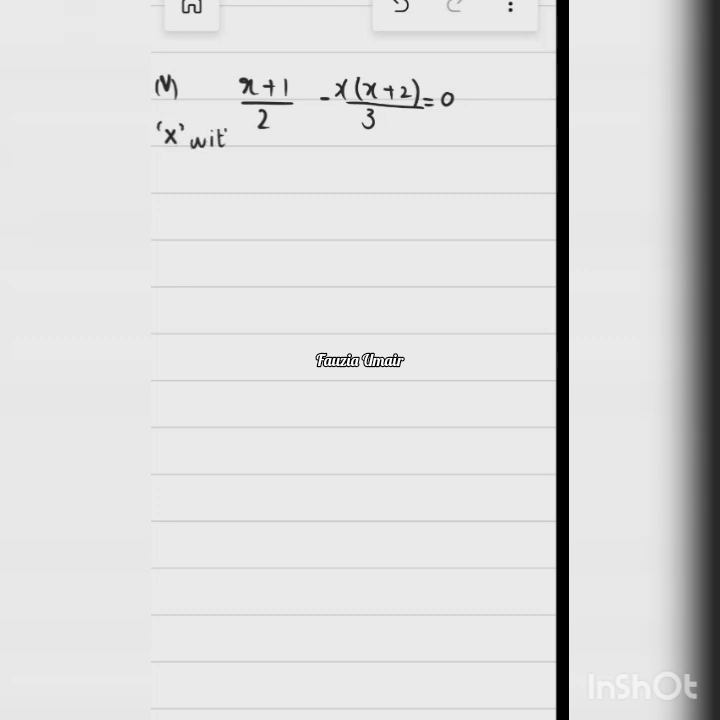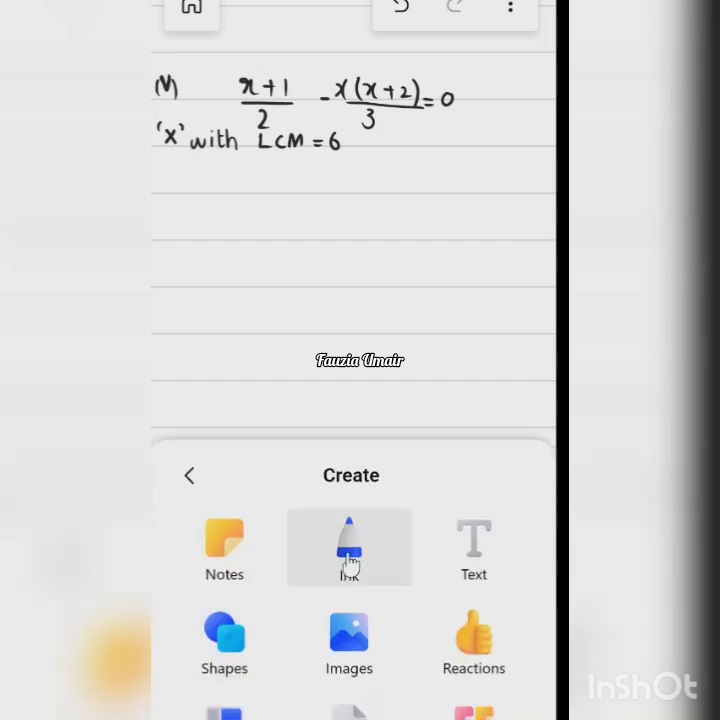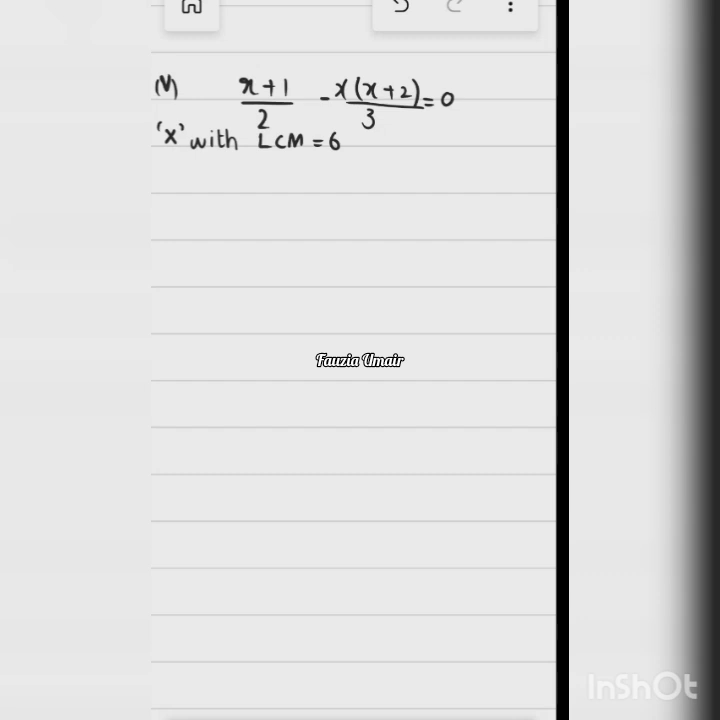Multiply with 6, the LCM, which is 6. Very good. So let me change the color and do it here. Just let me write it down. I'm multiplying this with 6 on both sides.